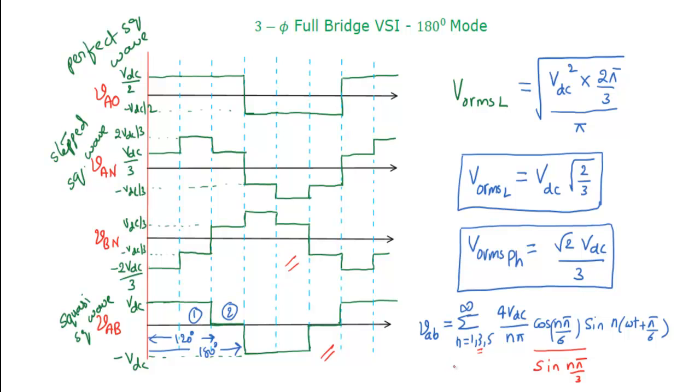Triplen harmonics will not be present, which means the first harmonic in a 3-phase system is the 5th harmonic, because n equal to 1 will not be a harmonic. That's why the 3rd harmonic will not be there. So in the phase or line waveforms, you will have all odd harmonics except the triplen harmonics, nothing but the 3rd, 9th, 15th, 21st. These harmonics will not be there.